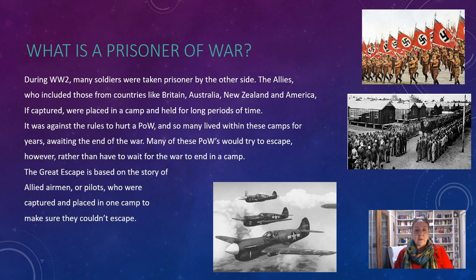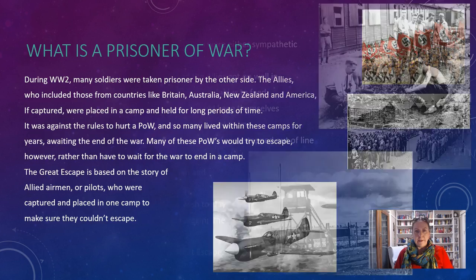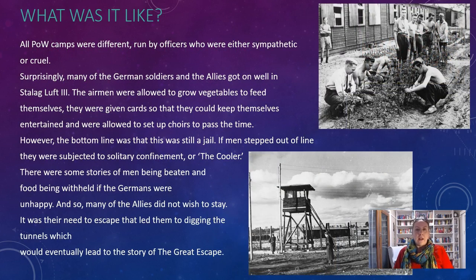So The Great Escape is based on the story of the Allied airmen, or pilots, who were captured and placed in one camp to make sure they couldn't escape. So these were really smart guys, and the Germans knew they were smart, and they were really good at escaping from other camps. So the Germans built this big camp called Stalag Luft III, and they put all of these airmen into that one camp. Not the best idea, but they thought it was. Alright, so what was it like?